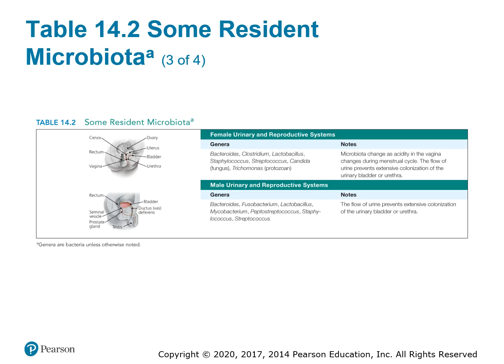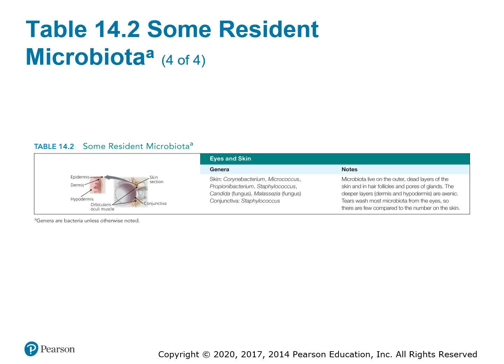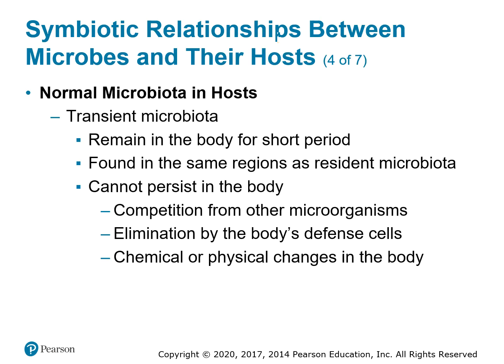And here in the urinary and reproductive tracts, you have bacteria that are supposed to be there. They live there all the time, and they have a purpose. And then finally, on the surface of the skin and in the eyes, the microbes that you would expect to find in those areas. The transients, these remain in the body for a short time.